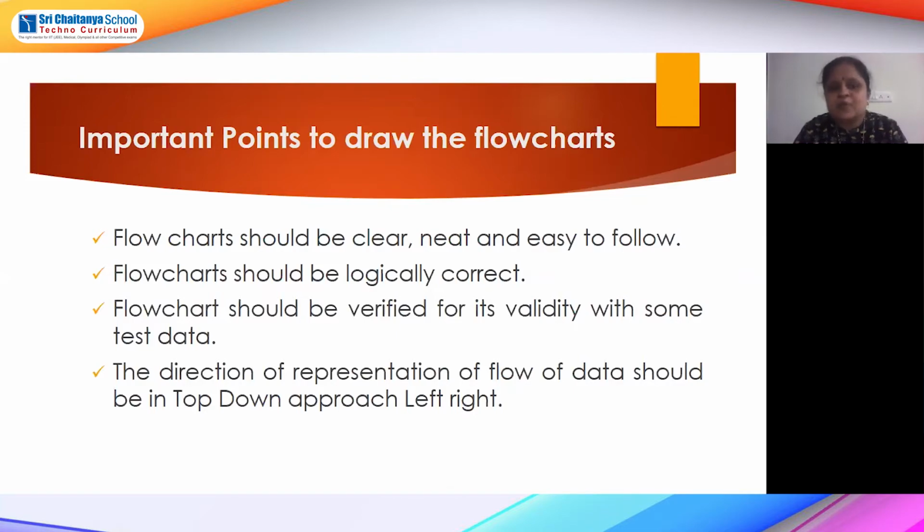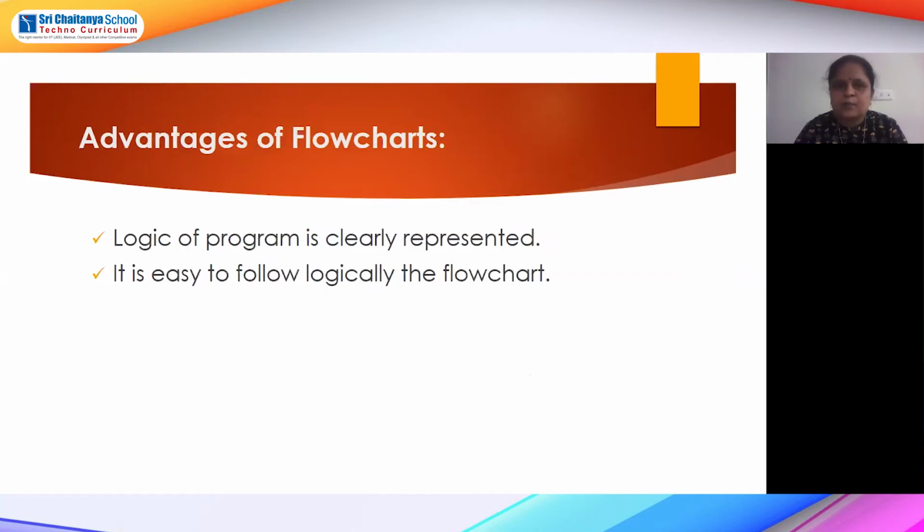The flowchart should be verified for its validity with some test data. Means after drawing, we have to cross check by giving some data, checking that in this step this is happening, then in this step this is happening, like this. We have to cross verify. The direction of representation of the flow of data should be top down approach, left or right. Okay, we have to follow these important points.